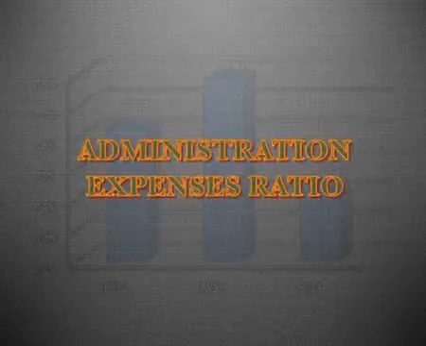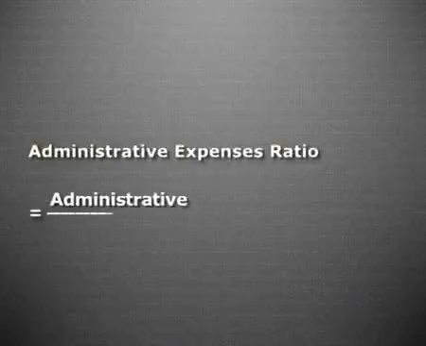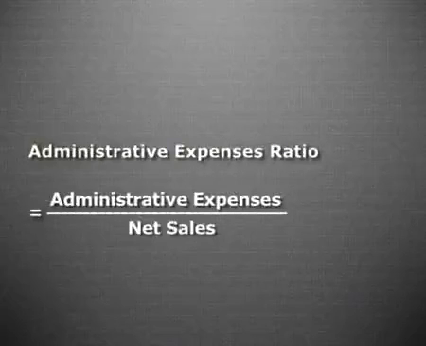Administration expenses ratio. This ratio indicates the efficiency in the incurrence of administrative expenses. It is calculated as follows. Administrative expenses ratio is equal to administrative expenses divided by net sales into 100.